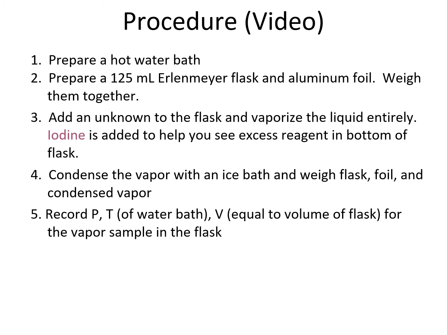Then we will put that flask in the hot bath and vaporize the liquid. The vapor is going to fill the flask. Once that has happened, we'll record the temperature and then put the flask into an ice bath. What that's going to do is take all the vapor and condense it back into liquid. Then we will weigh the flask again, and we'll get the mass of our vapor. So we'll record the pressure of the room, the temperature of the water bath when it vaporized, and the volume of the entire flask.